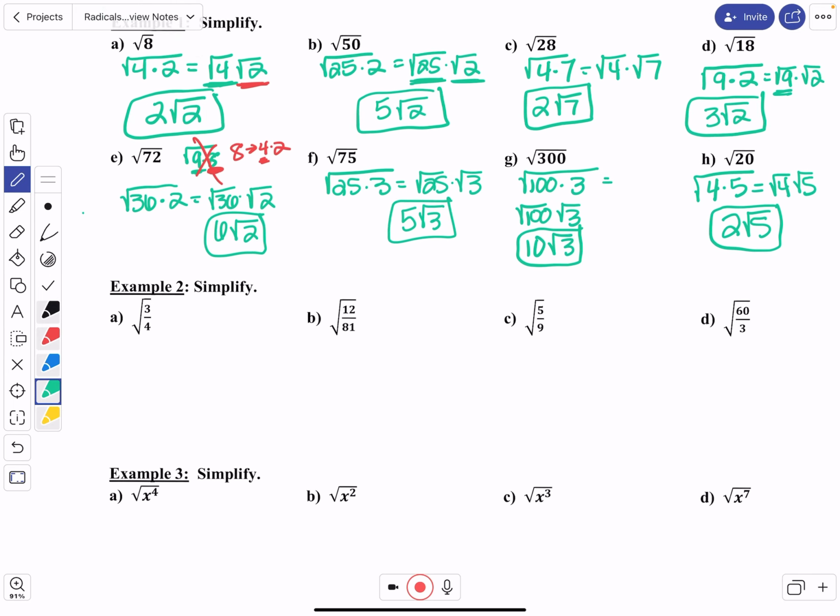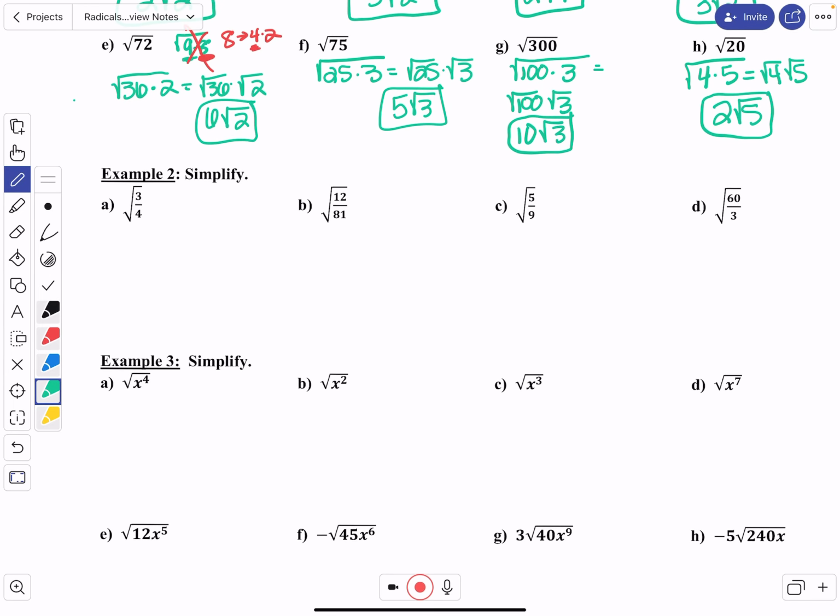Okay, so now we get into fractions. When you have a fraction, you can actually split it up and do it separately, square root of 3 and square root of 4, like that. Anytime you have a square root of a fraction, you can separate it. So when we do that, we get the square root of 3, and then the square root of 4 turns into 2. And then we are done with that one. Okay, so for B, if we split it up, we have the square root of 12 and the square root of 81. So first, the square root of 81 is going to turn into 9.